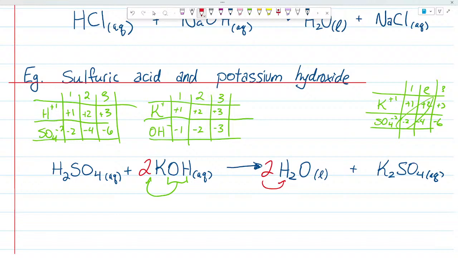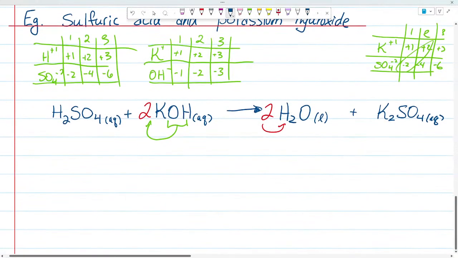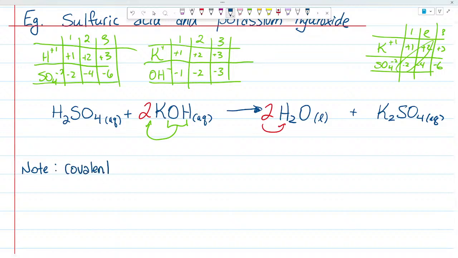So this is a quote-unquote new type of reaction, but it's not really a new type of reaction. The one thing to note is that covalent acids just leave behind ionic covalent compounds. And what we'll mean by that is this.